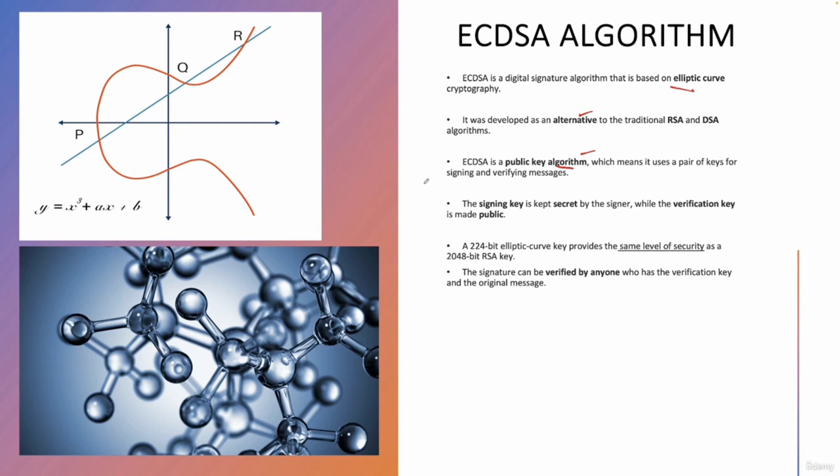The signature can be verified by anyone who has the verification key and the original message. As I said, all we are trying to ensure is that you are the right person, that we are authenticating that it's actually sent by the right person, that it's not being tampered with, and that it's not a hacker sending us the message. So the signature can be verified by anyone who has the verification key, which is a public key.